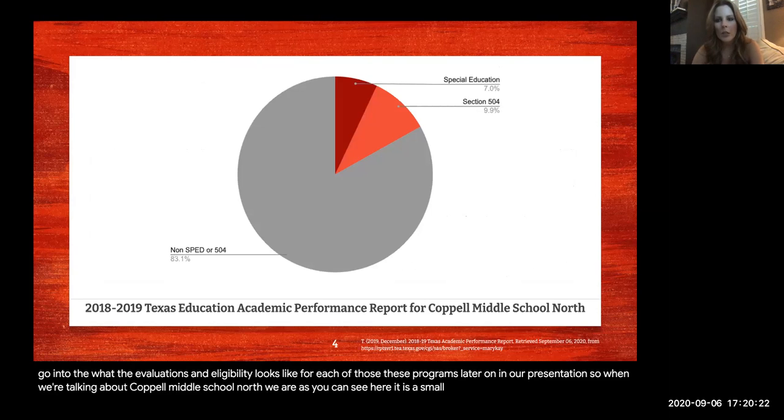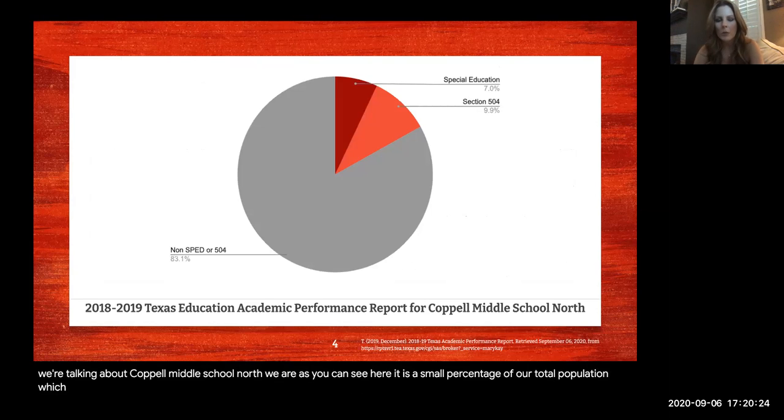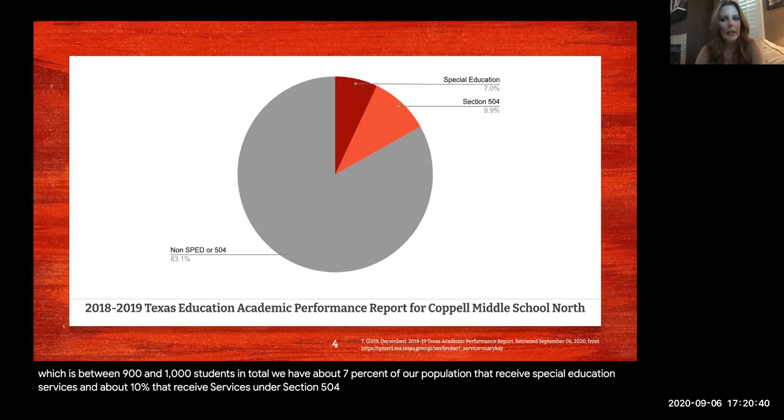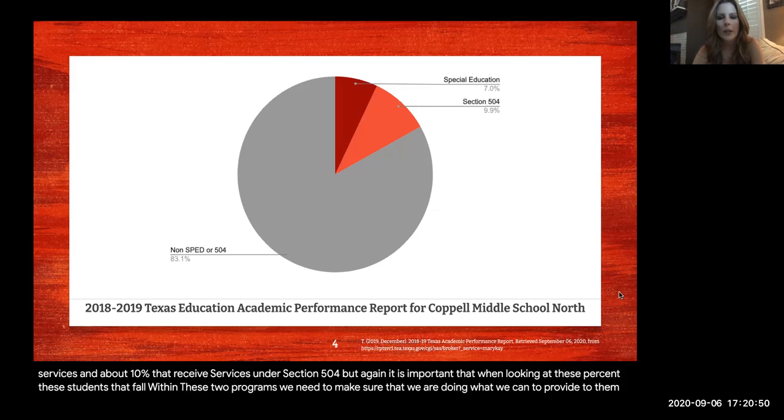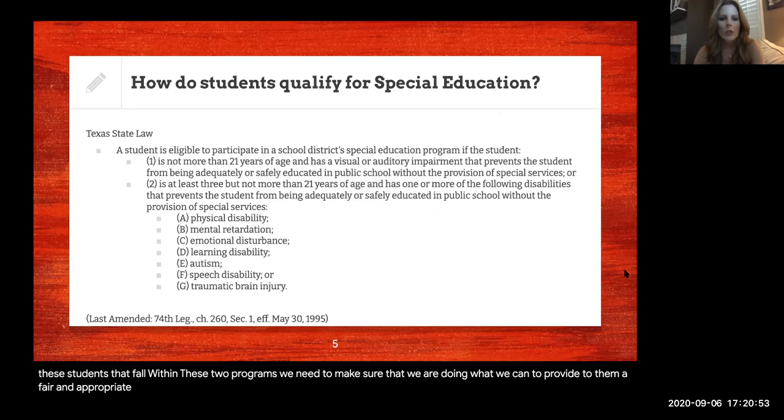So when we're talking about Coppell Middle School North, as you can see here, it is a small percentage of our total population, which is between 900 and 1,000 students. In total, we have about 7% of our population that receives special education services and about 10% that receive services under Section 504. But again, it is important that when looking at these students that fall within these two programs, we need to make sure that we are doing what we can to provide to them a fair and appropriate public education.